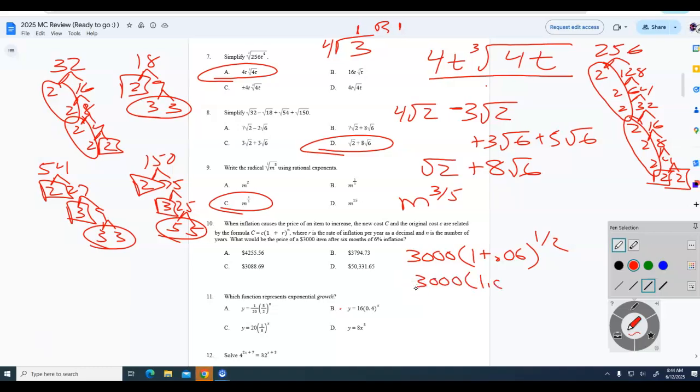3,000, 1.06 to the 1/2, which is really the square root. All right. And then when we multiply that, we get 3,088.69. You round to the nearest cent.